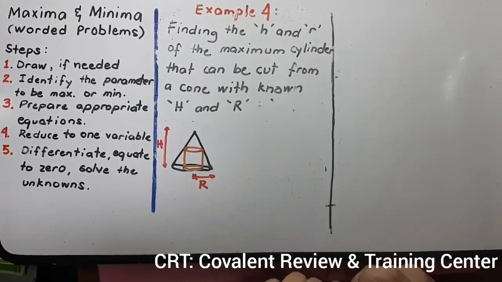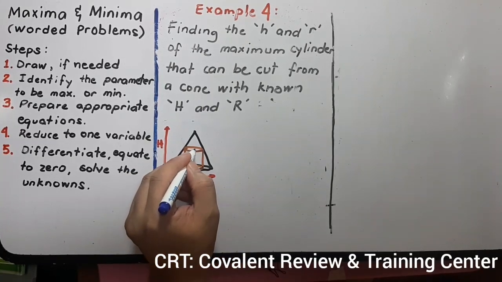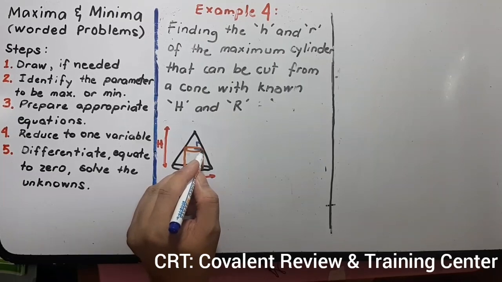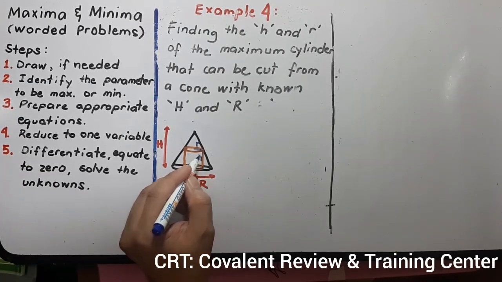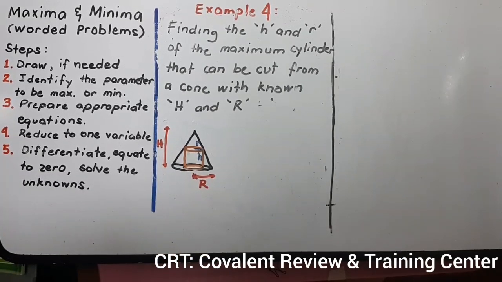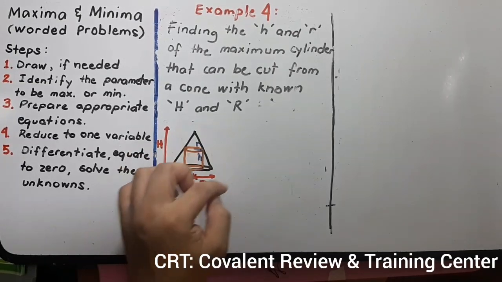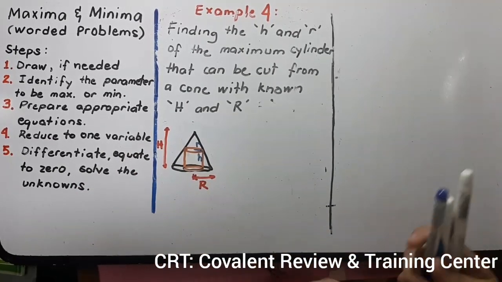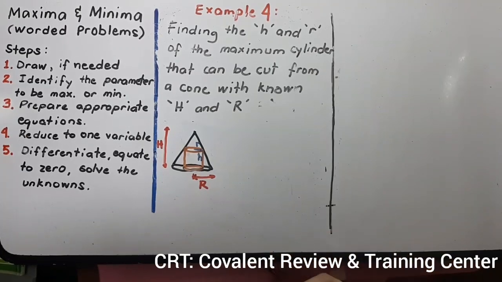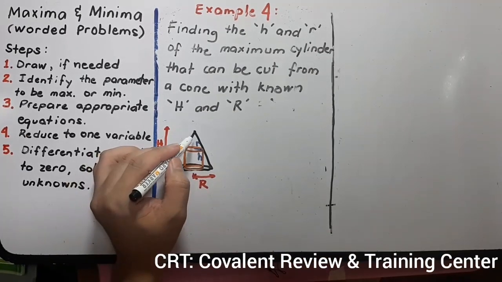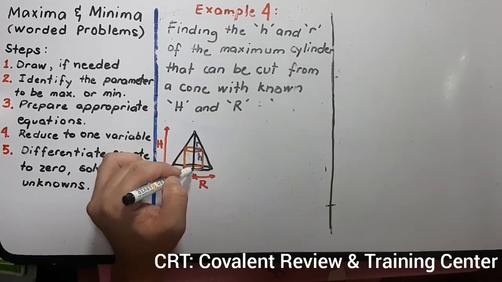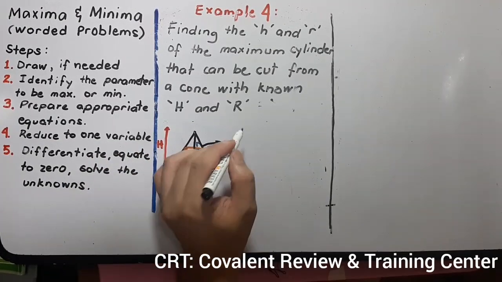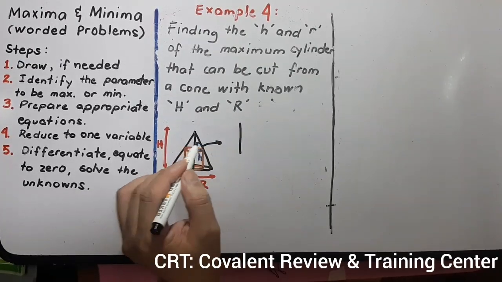For the cylinder inside the cone, the radius of the cylinder is small r. The height of the cylinder is small h. Taking the side view of this drawing and half of it, we can illustrate a similar triangle. So this is the triangle. Take the half, isolate this. So this is the side view.